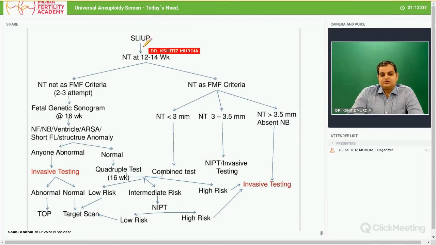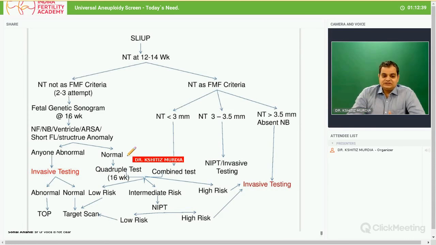If because of the position or any other reason you are not able to take the NT as per the FMF criteria, even after multiple attempts, ask the patient to come again at 16 weeks for the fetal genetic sonogram. Look for nuchal fold thickness, nasal bone length, ventriculomegaly, aberrant right subclavian artery, short femur length, and any structural abnormality. If everything is normal, go ahead with the quadruple test, and if anything is abnormal, do the invasive testing.